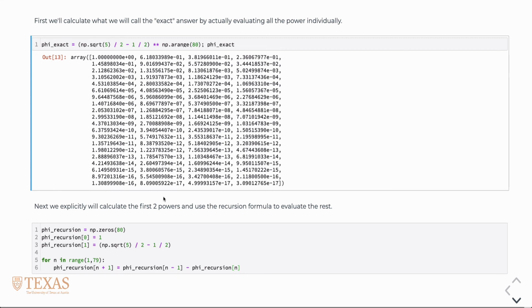Next, we'll calculate the first two powers in closed form. So the first thing I'm going to do is store an array of zeros that will store the recursion relationship. We'll call it phi recursion here. And of course, as we know, phi at 0 is 1, and phi at 1 is just the evaluation of this function, the square root of 5 over 2 minus 1/2. So those are our first two values, and we'll use those first two values to compute the second, third, fourth, fifth, sixth, all the way up to the 79th value. And so this is our recursion relationship. And in this case, we won't look at the output except to look at it graphically on the next slide.